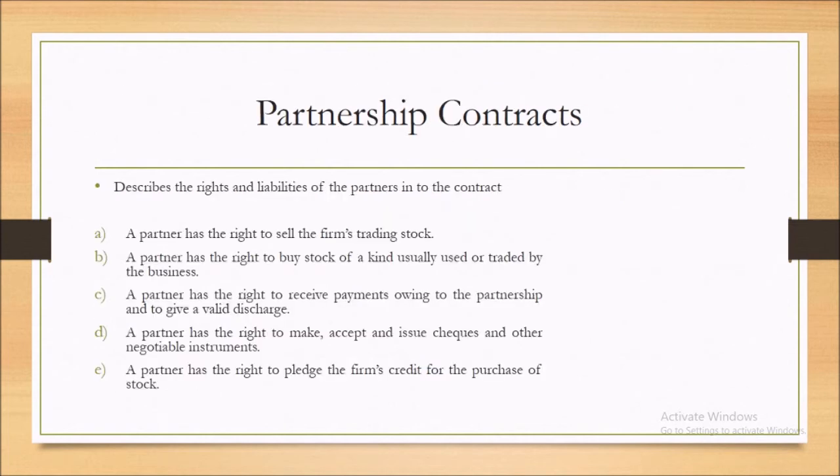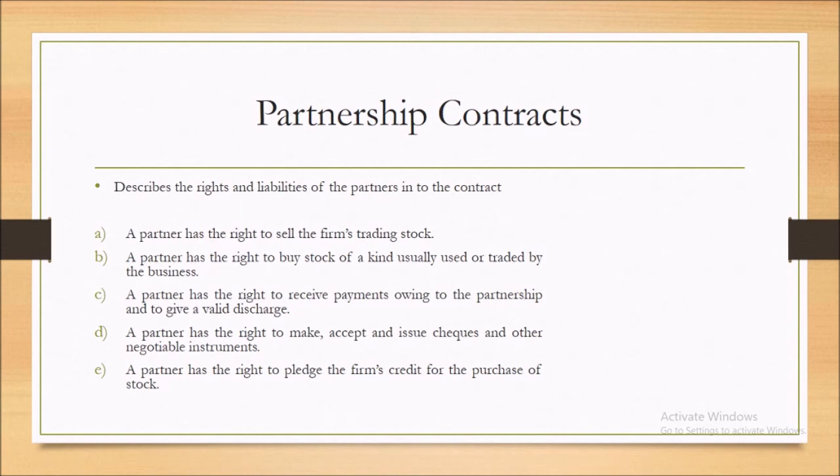Then partnership contracts contain the rights and responsibilities, as I said before. They contain the rights and the responsibilities of the partners, right? A partner has a right to sell the firm's trading stock, whatever trading stock they can sell as being a partner. And also a partner has the right to buy stock of a kind usually used or traded by the business, that is not new, right? That should be traded or agreed to trade in the business.